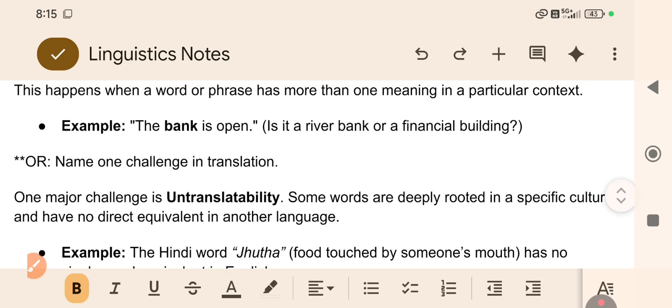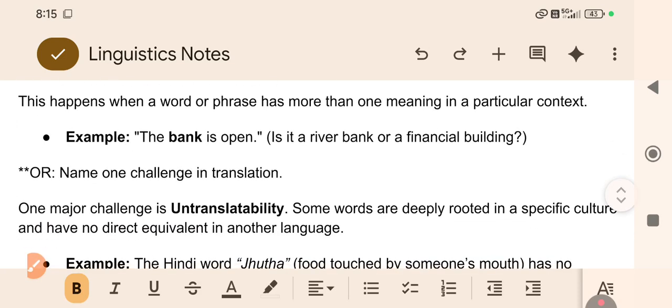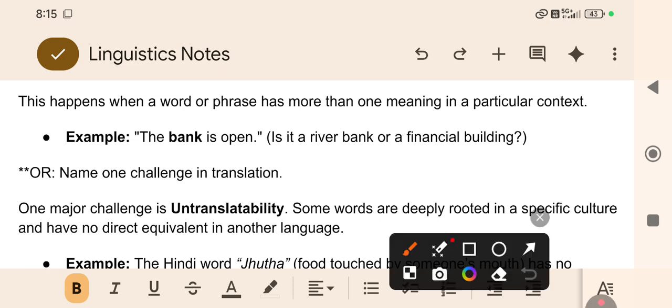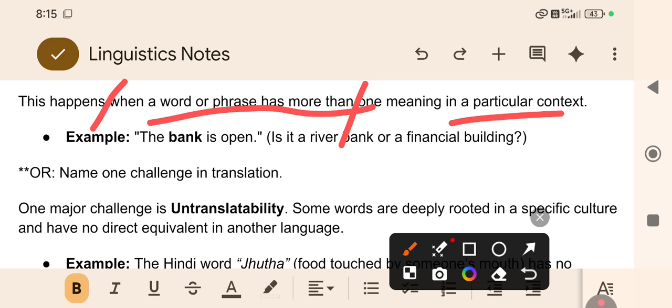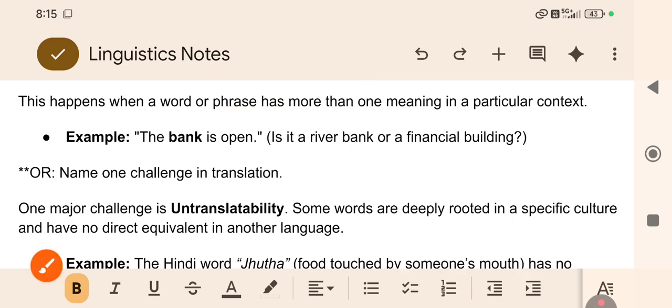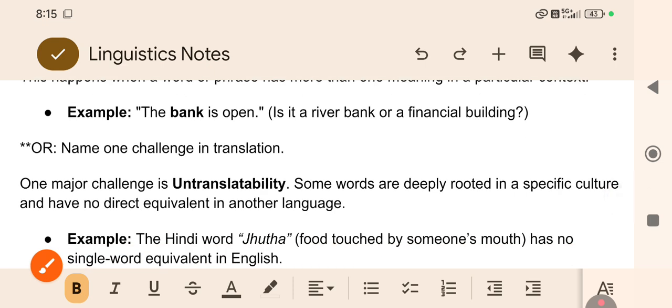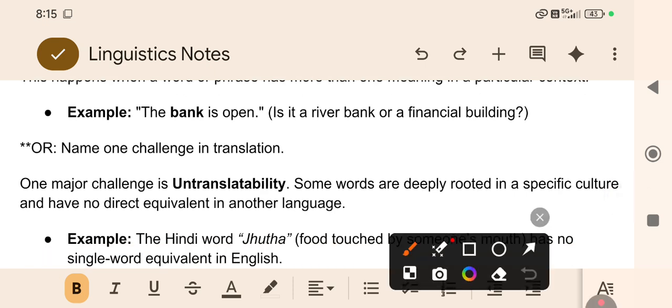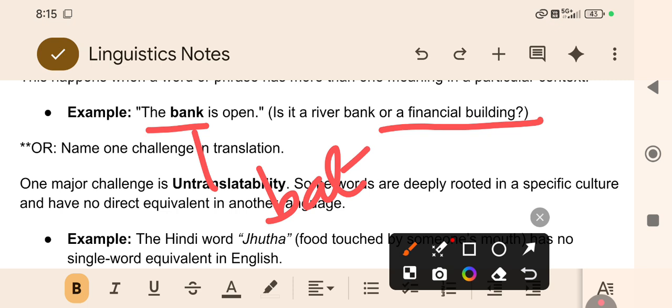So here let us see. This happens when a word or phrase has more than one meaning, right? Why phrase? Because a group of words can change meaning in a particular context. Example, the bank is open, right? So is it a river bank or a financial building? Or I saw a bat. So which bat? This bat I saw, or the flying mammal I saw, right?